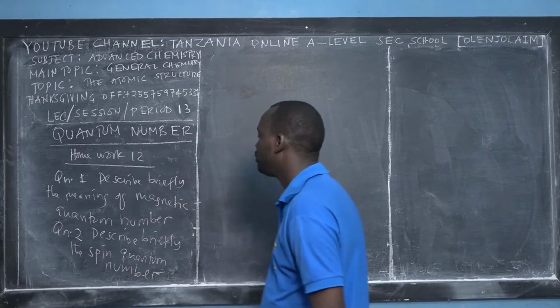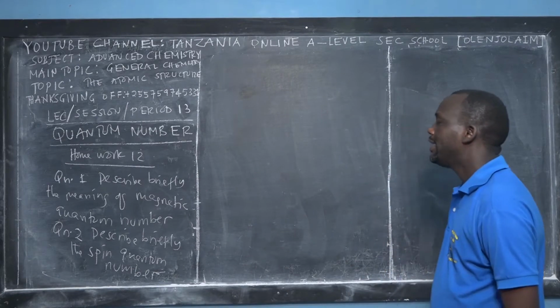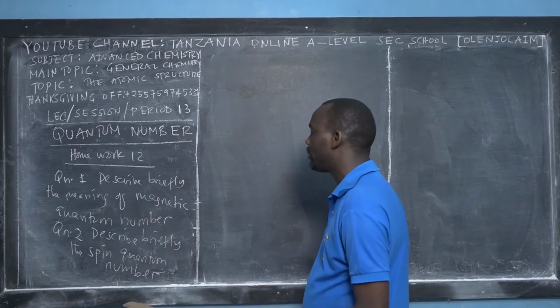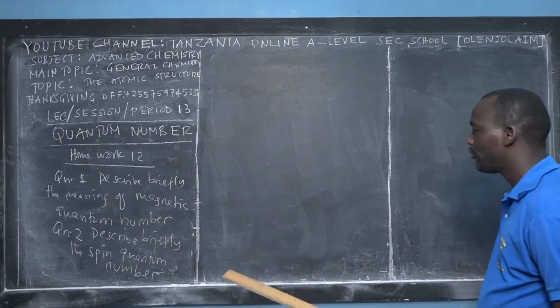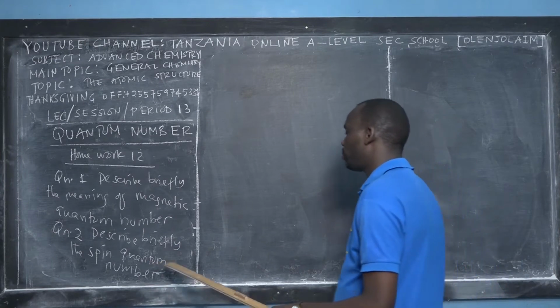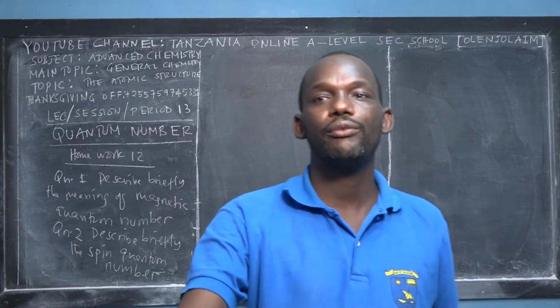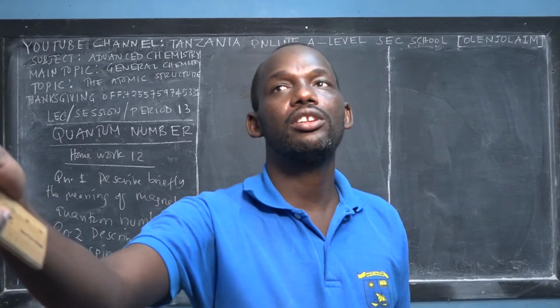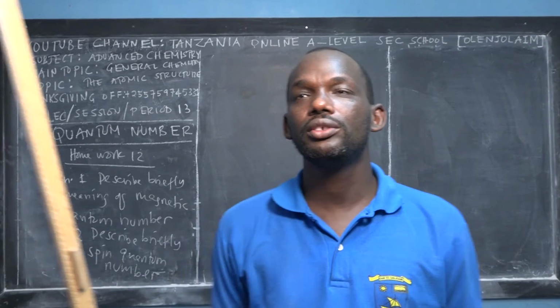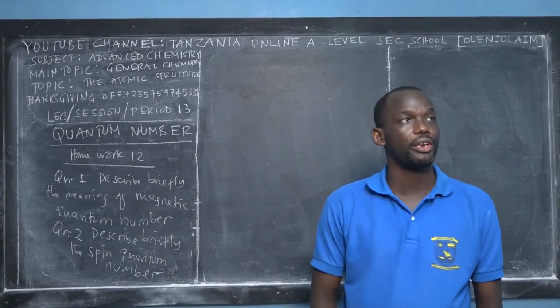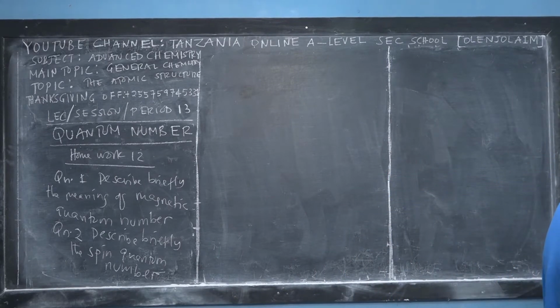The concept that I'm teaching you in this lecture is called the quantum number. In lecture 12, I left this homework: describe briefly the meaning of the magnetic quantum number, and the second question, describe briefly the meaning of the spin quantum number. I believe that you have done that work effectively, so I would like to do minor corrections for you. I encouraged you yesterday to do this homework for the benefit of your understanding. So let us continue with today's session.